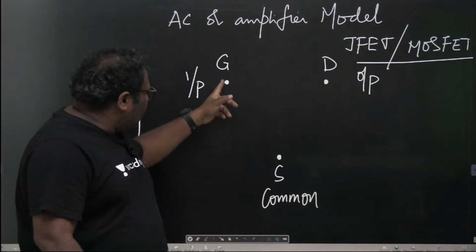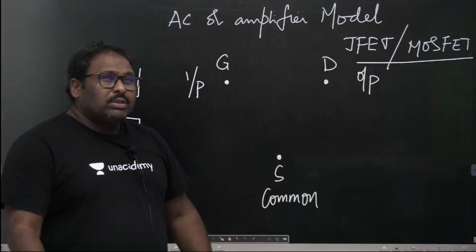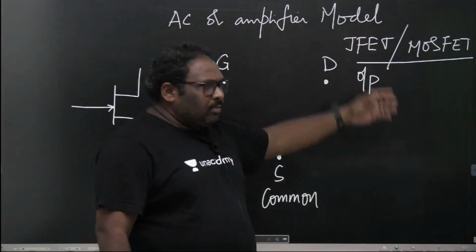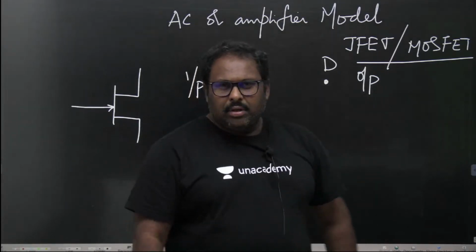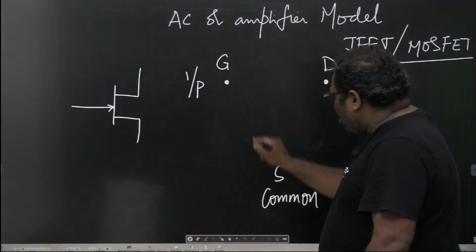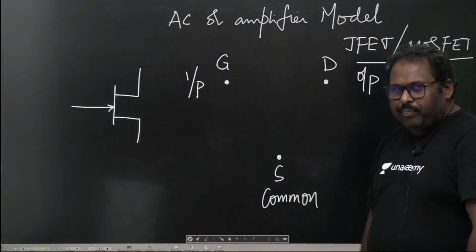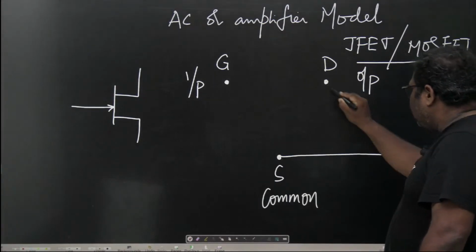So you don't find any connection between the gate and the source because there's an oxide layer, or sometimes a reverse bias junction. If it is a JFET, it's reverse biased, or if it is a MOSFET, there is an oxide layer. So you can clearly keep this open, but between drain and source, obviously there is a current flow.